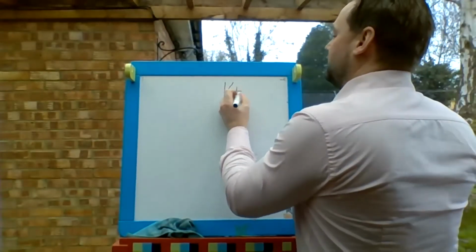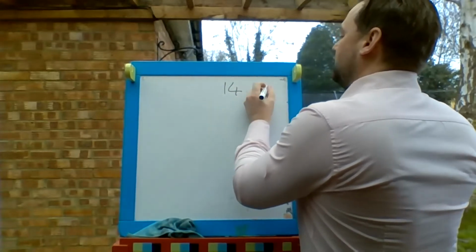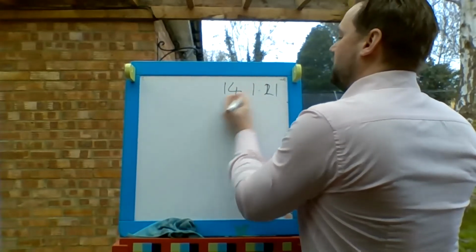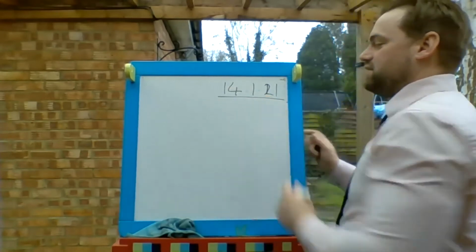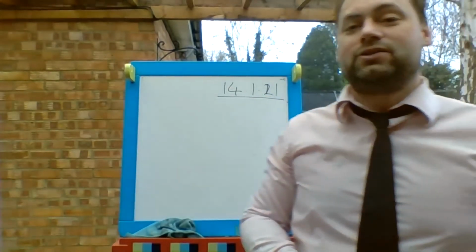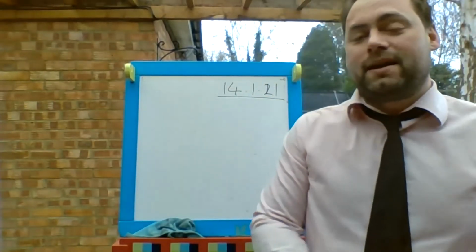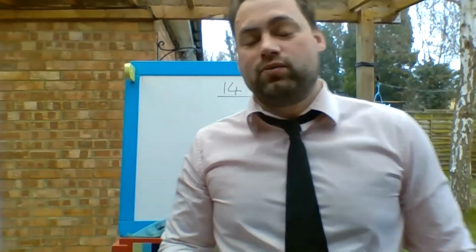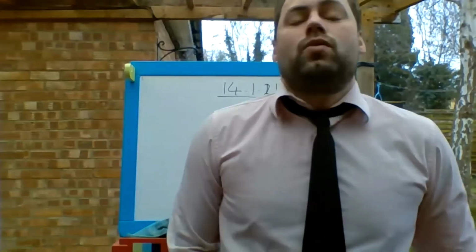Write our date like that. Day 14 of the month January, the year 2021. Okay, so in our maths lessons for the last week or so, we've been focusing on multiplication. Today, we are going to be doing the inverse of multiplication, which is, that's right, division. So we're going to start dividing today.